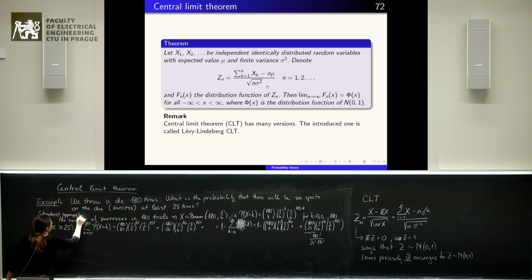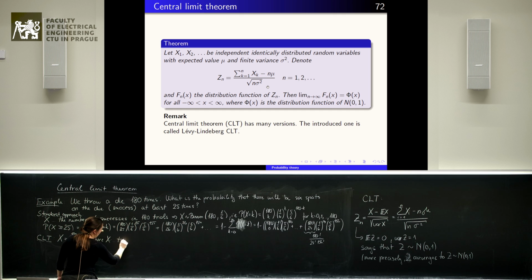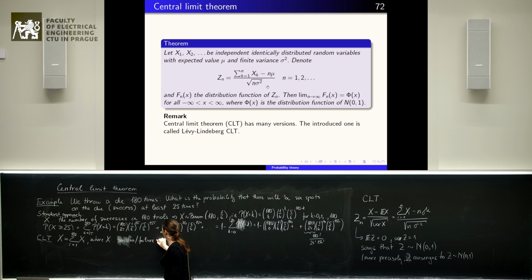And now, so this was the standard approach. Now, look what happens when we use the central limit theorem. We consider X, the number of successes, as the sum for i from 1 to 180 of xi, where xi describes the trial, the success or the failure in the ith trial.